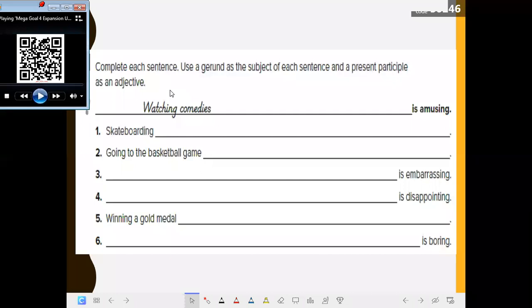As I told you before, we can use the gerund, and the gerund is the verb plus ing. We can use the gerund as a subject of the sentence. As you see here in the example, watching comedies is amusing. Here we start with the verb plus ing as a subject, as you see: watching, not watch or watches or watch it. Okay.